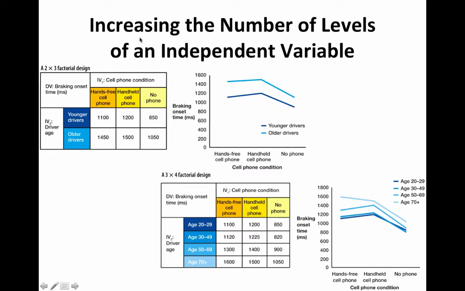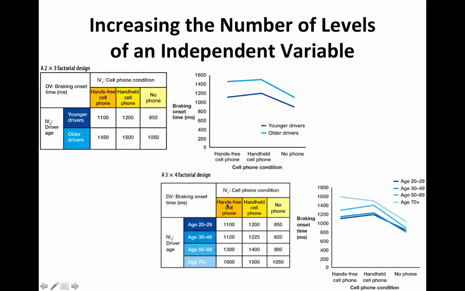So here we've got increasing the numbers of levels for the independent variables. Here we have the same study with cell phones and driver age that we did before, but now we've got 3 phone conditions. We've got a hands-free cell phone, a handheld cell phone, and no phone. And you can see how long it takes people to brake in the simulator. We've got the younger drivers and the older drivers. And you can see the results here. The younger drivers are quicker than the older drivers, and it's pretty much parallel. So there's just a boost for being younger in this study.